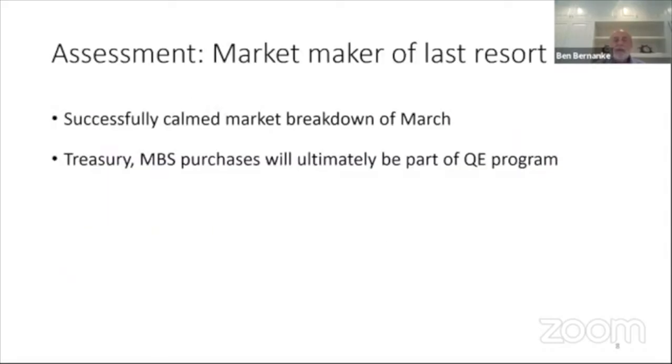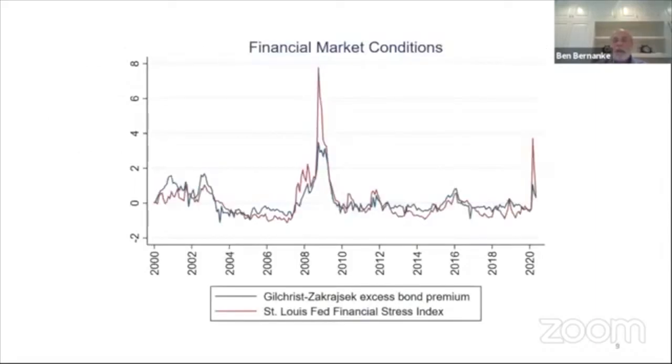So what's the assessment? Market maker of last resort, as Arvind and Marcus point out, there was a financial crisis in March, which the Fed successfully calmed down. Next slide. Here's a picture. They look at stock market risk premia. This was really more about a bond issue than a stock issue.